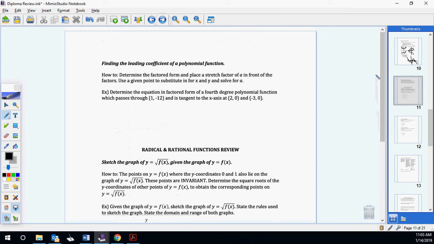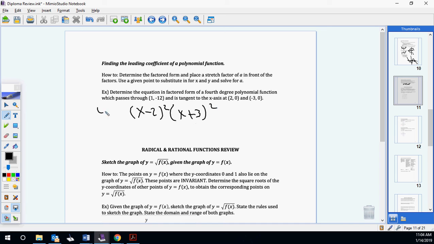Okay, so find the leading coefficient of polynomial functions. This is one that a lot of us missed on the exam. I remember we forgot a couple things, but it says how to determine the factored form in place of a stretch factor of a in front of the factors, using a given point to substitute for x and y to solve for a. So it says determine the equation of the factored form of a 4th degree polynomial function which passes through (1, -12) and is tangent to the x-axis at (2, 0) and (-3, 0). What does tangent mean? Bounce. Good. So that's your 4th degree, right?